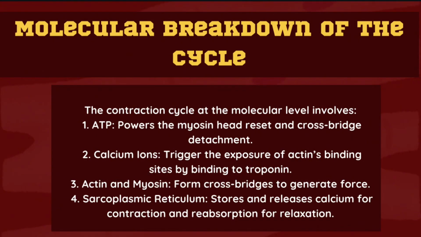The contraction cycle at the molecular level involves ATP, which powers the myosin head reset and cross-bridge detachment. Second are the calcium ions, which trigger the exposure of actin's binding sites by binding to troponin. Third is actin and myosin, which form a cross-bridge to generate force. And fourth is the sarcoplasmic reticulum, which stores and releases calcium for contraction and reabsorbs it for relaxation.